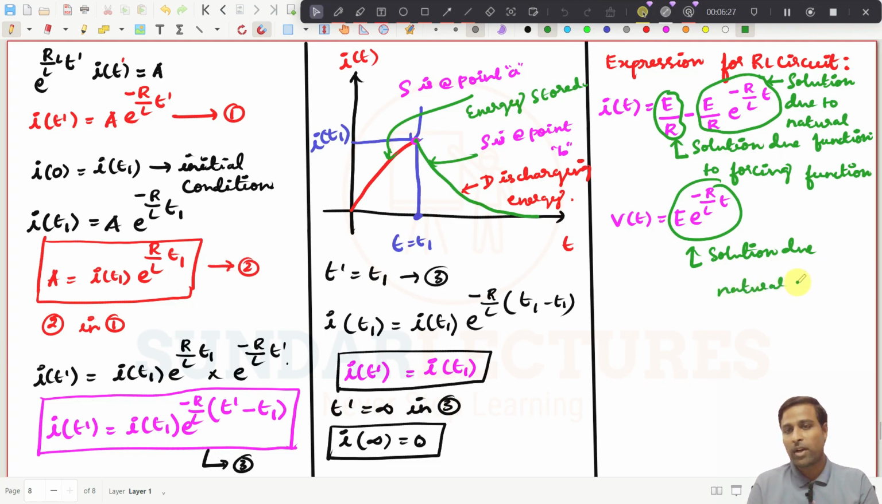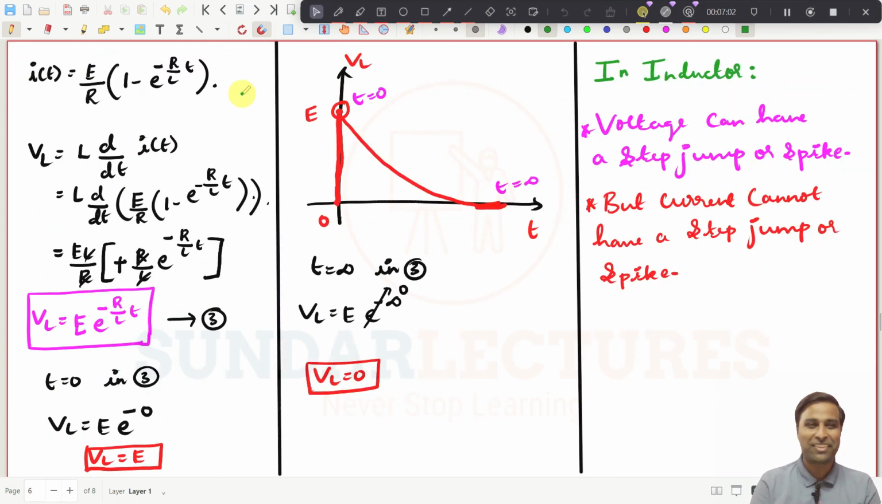Why? Because you may say, sir, here it is E by R, here it is E, why are you not considering it to be a forcing function? See, a forcing function should be alone. It should not contain exponential values. Exponential values will not be available in the expression which we call the forcing function. See this one, actually it is the natural function. Obviously this V of t will be 0. That is what we have seen. See what happens to VL, the inductor. The inductor current will become 0.